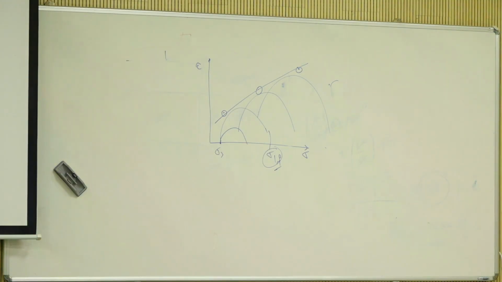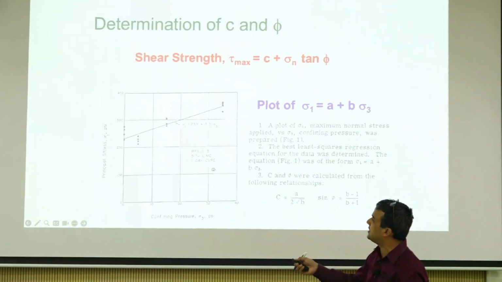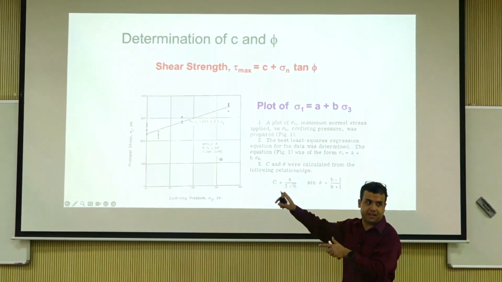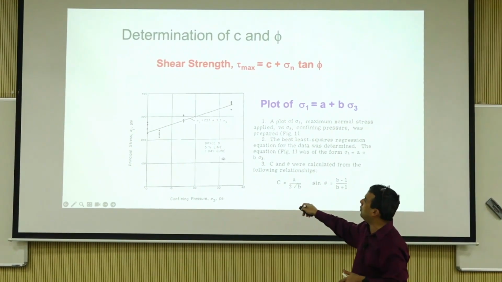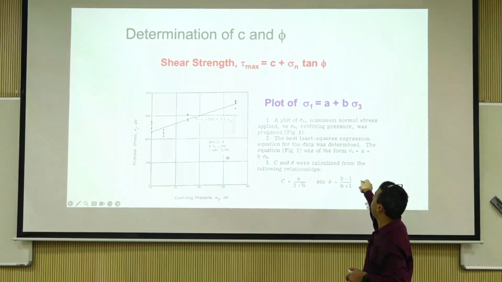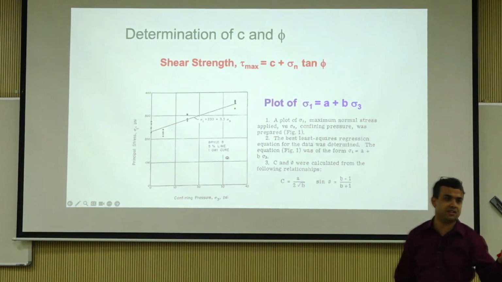So what you can do, and this is actually what you will utilize in the tutorial today as well, is plot sigma 3 versus sigma 1 at failure for each test, and then fit a straight line of the form a plus b sigma 3, which is basically y equal to mx plus c, or mx plus b, whatever.